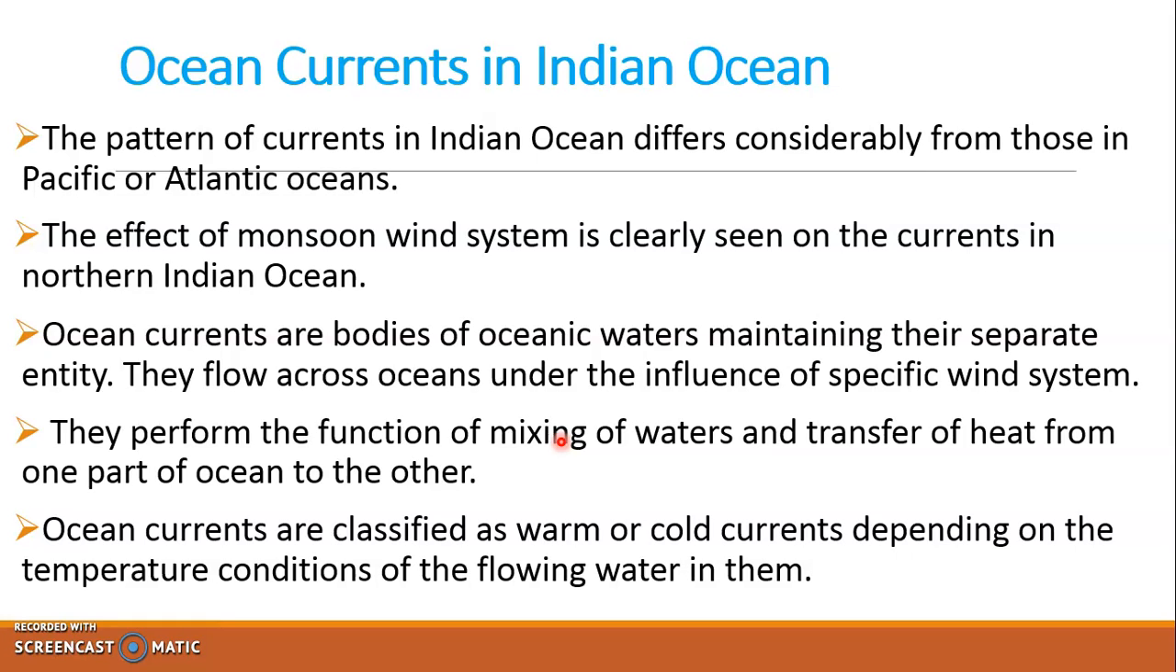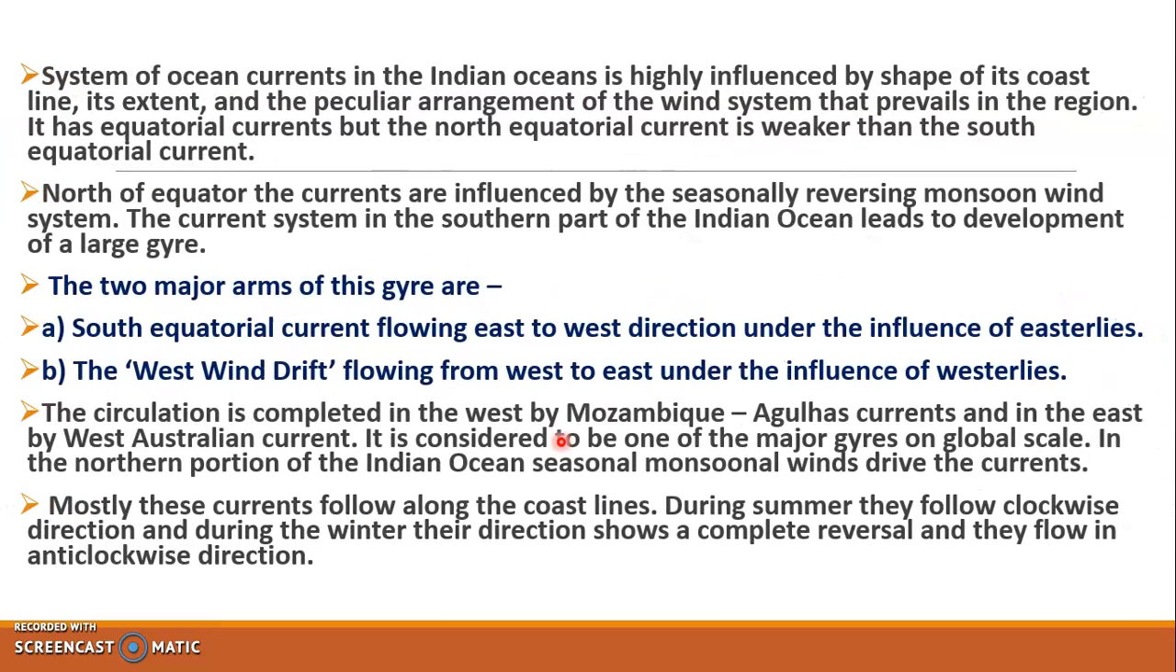Ocean currents are classified as warm or cold currents depending on the temperature condition of the flowing water. So whether your water is warm, whether your water is cold, depending on that you can differentiate the oceanic currents. Now, the system of ocean currents in the Indian Ocean is highly influenced by the shape of its coastal line, its extent and peculiar arrangement of the wind system that prevails in the region. It has an equatorial current, but the north equatorial current is weaker than the south equatorial current.